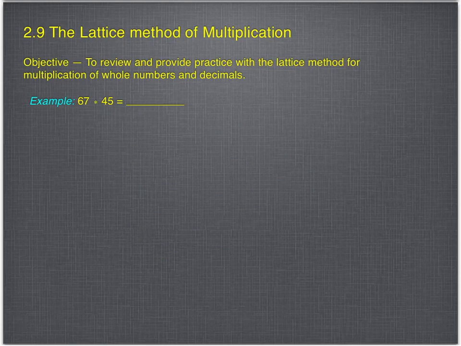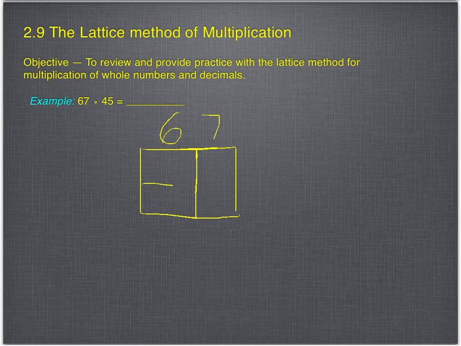Next example, 67 times 45. A little different when you're multiplying two-digit numbers rather than just single-digit numbers. So let's see if I can make a better box than I did last time. I have to multiply 45 and then draw my diagonals.